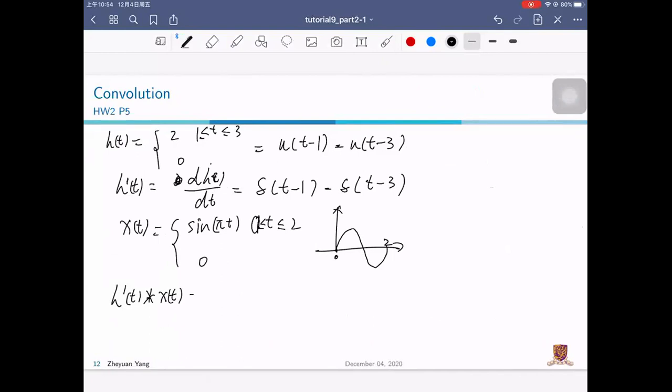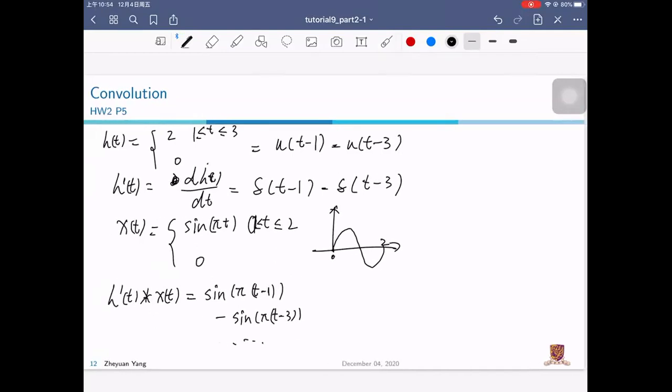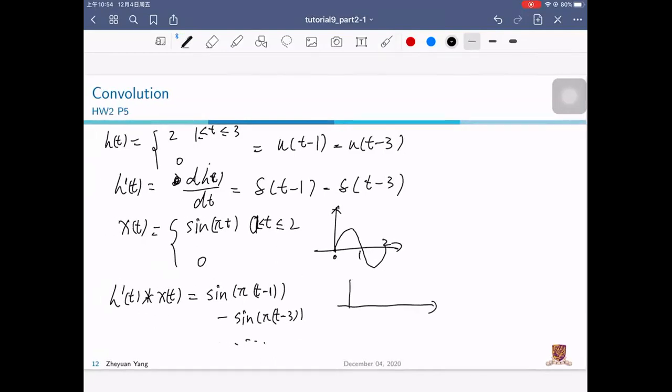So we can actually very quickly write down the result. It's like sine(pi t minus 1) minus the sine(pi t minus 3). So we also need to discuss the cases. First we try to plot out the two shifts. First, we shift it for 1 unit, right? So the edge looks like this.